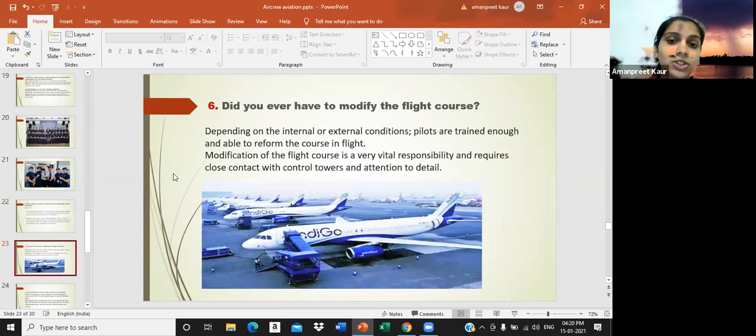So the next question could be, did you ever have to modify the flight course? Depending on the internal or external conditions, pilots are trained enough and able to reform the course in flight. Modification of the flight course is a very vital responsibility and requires close contact with control towers and attention to detail.